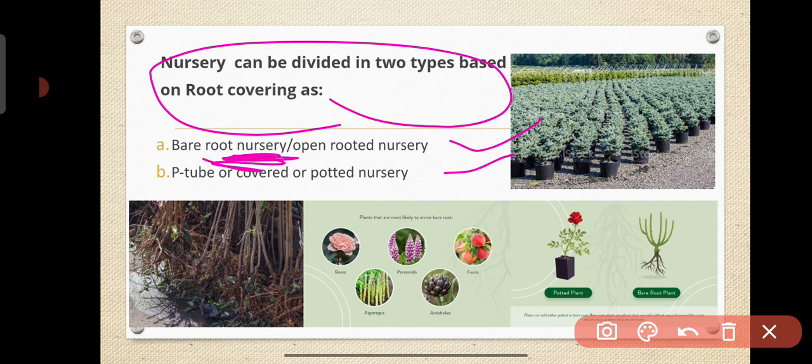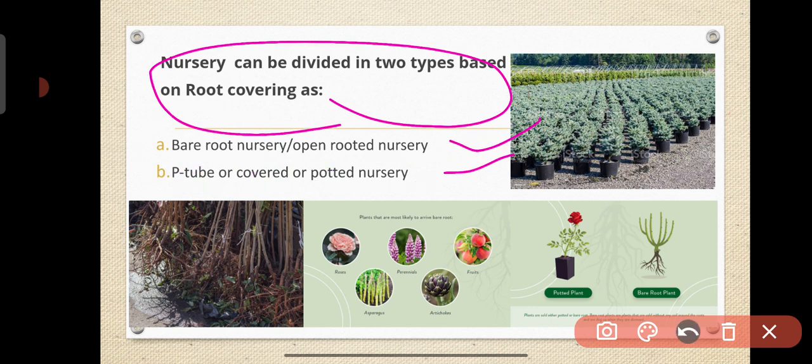Bare root nurseries, bare means जिनकी roots covered ना हो, open rooted means जिनकी roots covered ना हो, open हो. So these are the bare root nurseries or open rooted nursery. Name से ही clear हो जाएगा. P tube or covered or potted nursery means the plants will be present in pots.